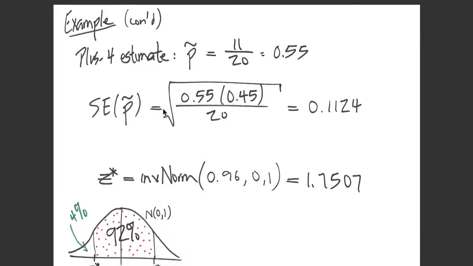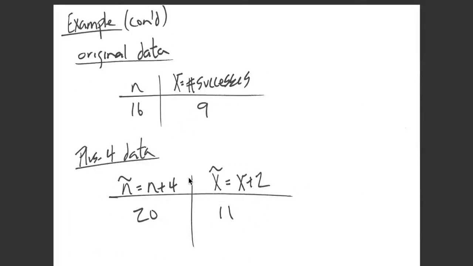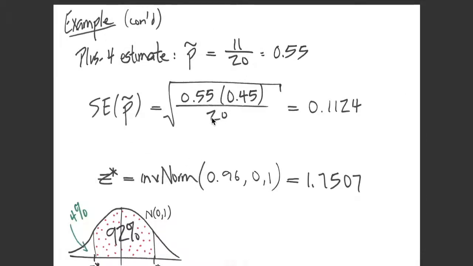We calculate the standard error based on that, essentially based on this data. So that's why I'm dividing by 20 here rather than 16 when I compute the standard error. The square root of P tilde times 1 minus P tilde divided by the +4 sample size, which is 20. And that gives us 0.1124 rounded to 4 places.